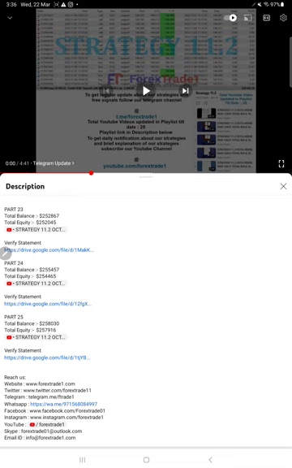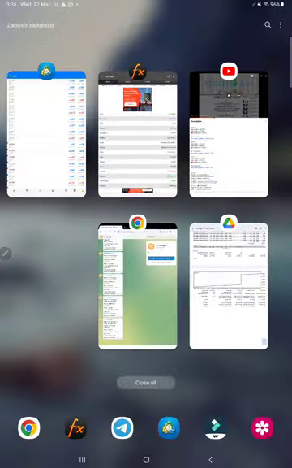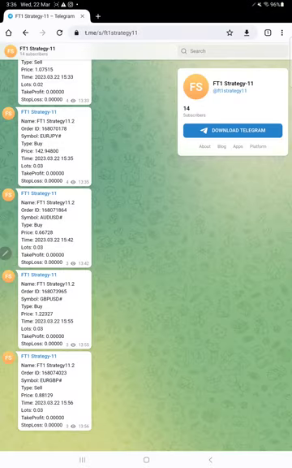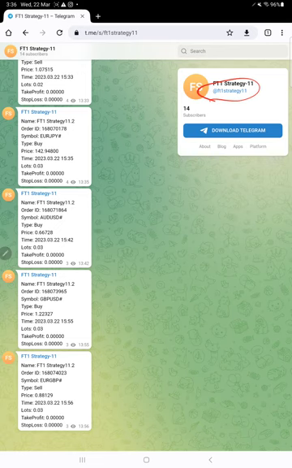You will find the Google Drive link under the title part 26, and this account is also connected with this Telegram channel. This Telegram channel automatically records all the entries and exits, and this is the channel link, FT1 strategy 11. If you want to monitor this strategy closely, you can join this channel and monitor the trades. This is an example of entries here, and it automatically records all the entries, and when the trade is closed, that is also recorded.